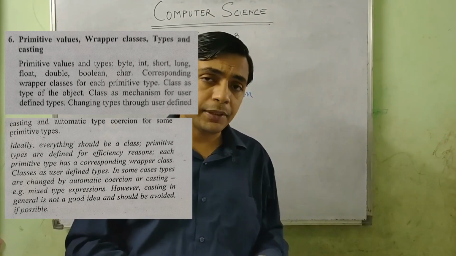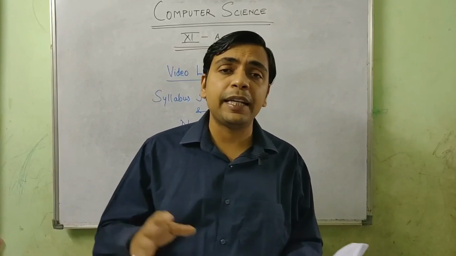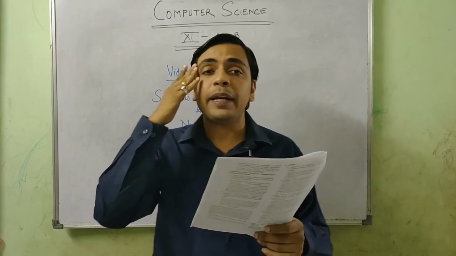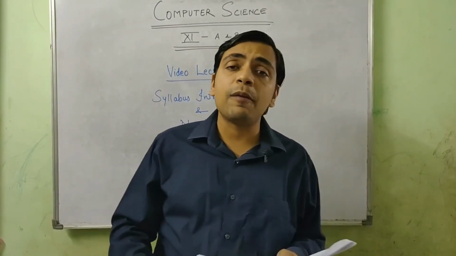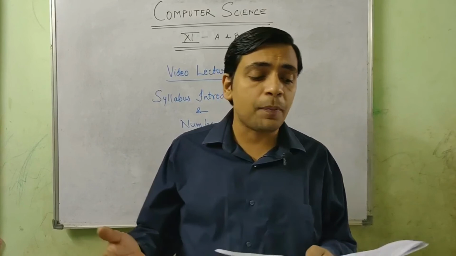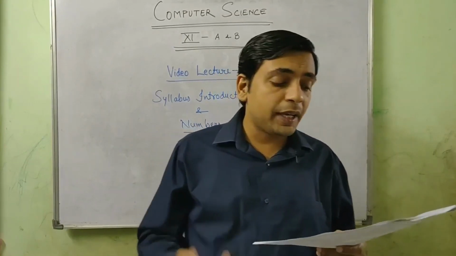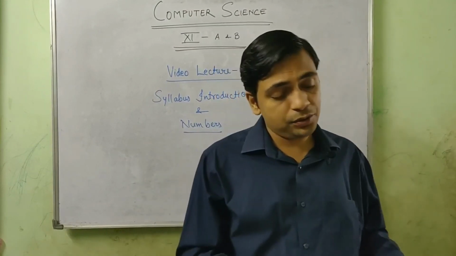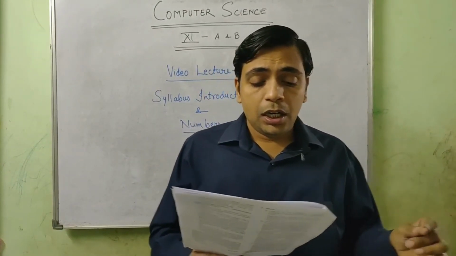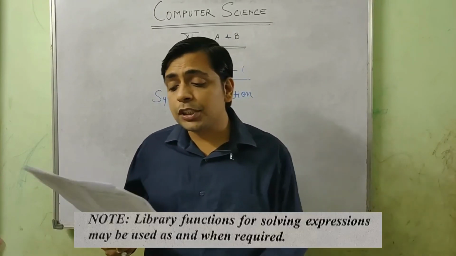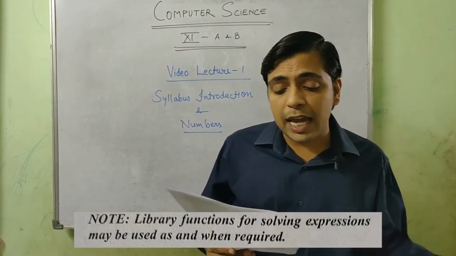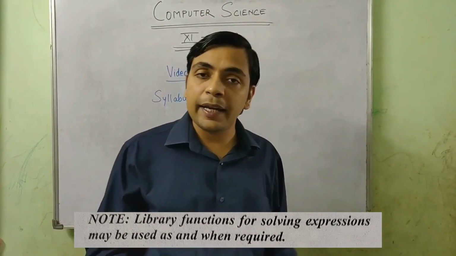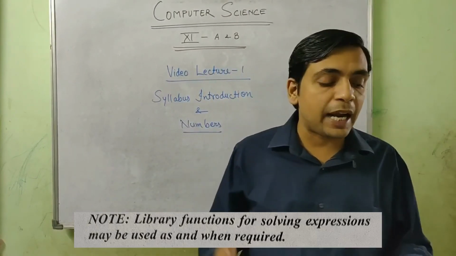The 7th chapter actually deals with variables and the different expressions that we can use with the variables. So here, of course, we are going to see some operators as well, and we are going to form different expressions with the help of those operators. We are going to study about variables, and differentiate between primitive values and object values. There is a note over there: library functions for solving expressions may be used as and when required. So if it is required to use any library function, we are going to study that as well.